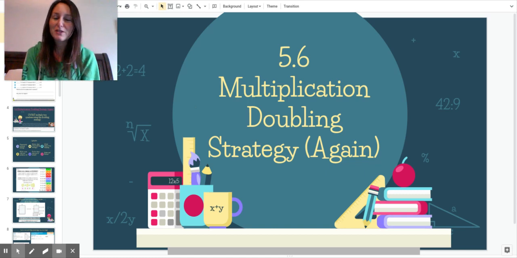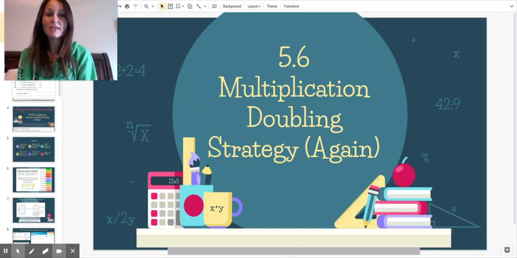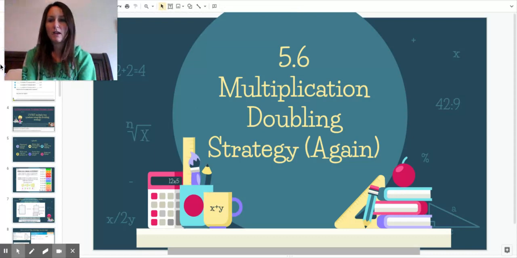Boys and girls, all right, so today we're going to be doing 5.6 multiplication doubling strategy. This is again because in 5.5 we did the same strategy. We're just going to look at it in a slightly different way today. As always, though, we start with our mental math and our math message.